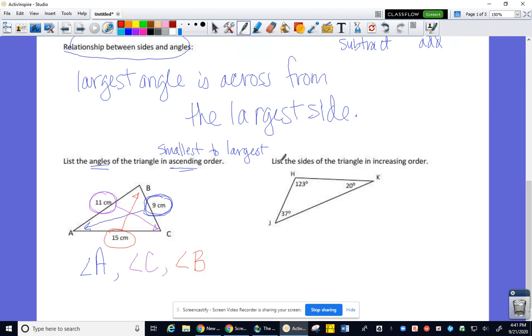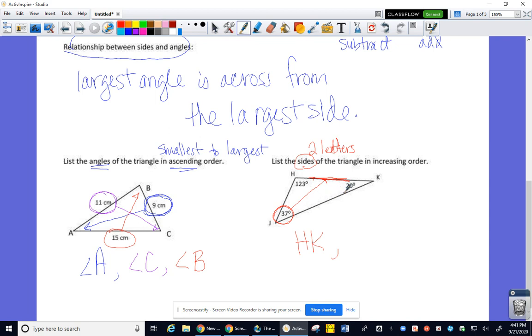Okay, and the same thing goes for side lengths. So for the sides, we're going to use two letters. Two letters for sides. So this is clearly the smallest angle, so the side is this one here, HK. So HK is the smallest side.